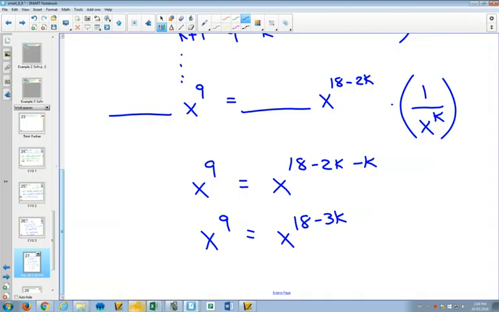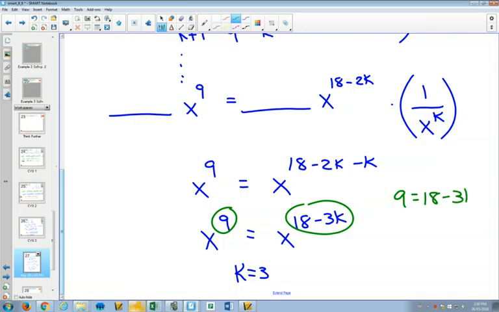What's k going to be? k has to be 3, because this has to equal, right? And if 18 minus 3k is equal to 9, the only way that can happen is if you have 18 minus 9. I mean, if you want to, you can set it up. I know that 9 has to equal 18 minus 3k. So if I subtract 18 on both sides, I'll get minus 9 equals negative 3k. Divide by negative 3, and you get 3 is equal to k.